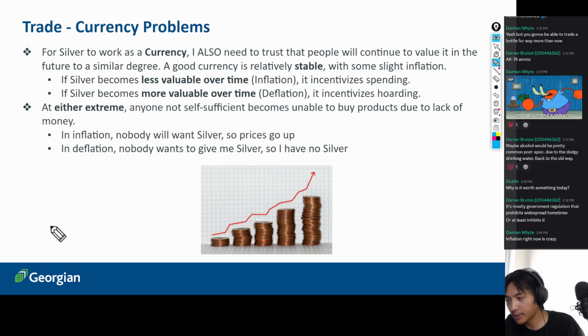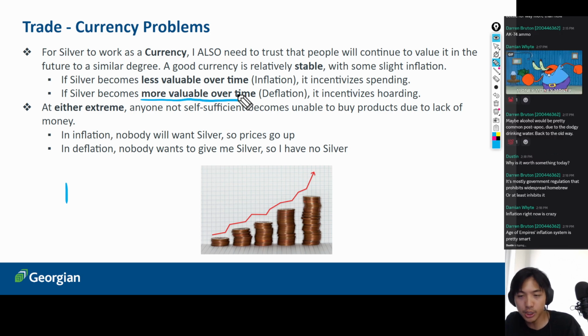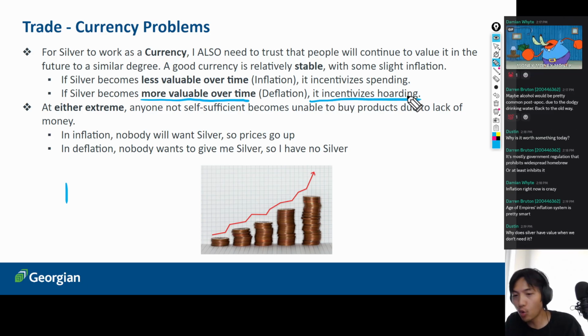Okay. What about the other situation? Deflation, where my silver becomes more valuable over time. What could go wrong with that? You might imagine that's actually a good thing, but it's not. It's also bad. If silver becomes more valuable over time, that is also a problem. It incentivizes hoarding your silver.